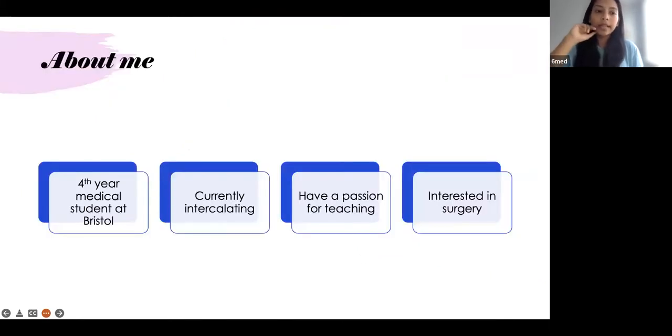Okay, so a little bit about me. I'm a fourth year medical student. I study at Bristol. Currently I'm doing a standalone year called an intercalation year, where you can either do a bachelor's or a master's degree on a medical topic that you find really interesting. So that's what I'm doing at the moment. I'm really passionate about teaching, always have been, which is why I get involved in these kinds of sessions, and I'm quite interested in surgery at the moment as well. So that's a little bit about me.